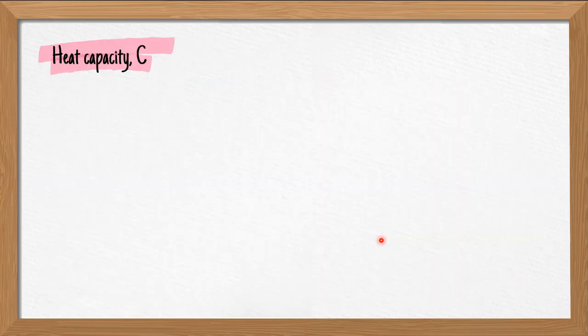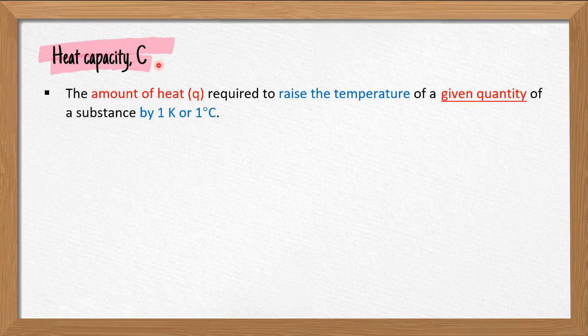First of all, heat capacity. You have a symbol, capital letter C. This heat capacity is defined as the amount of heat, which is represented by the small letter q, required to raise the temperature of a given quantity of a substance by either 1 Kelvin or 1 degree Celsius. So both units of temperature are accepted. The unit of heat capacity is joule per Kelvin or joule per degree Celsius.